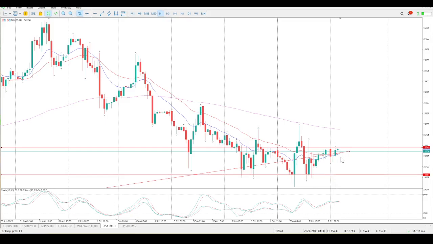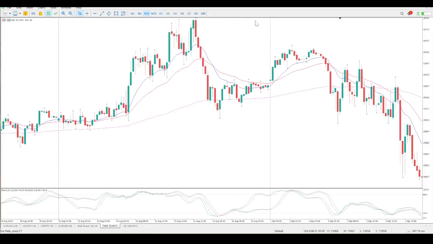So the logic is still the same for me. This does look like a potential rounding bottom. We do have the slower moving averages coming together, but these two levels are the ones that I need to see break convincingly before picking a direction.